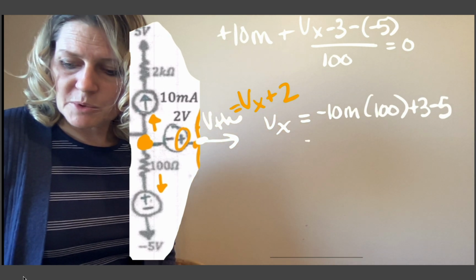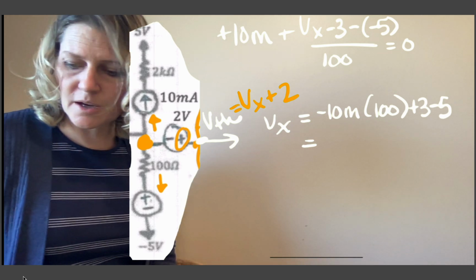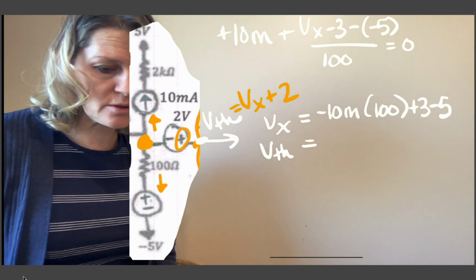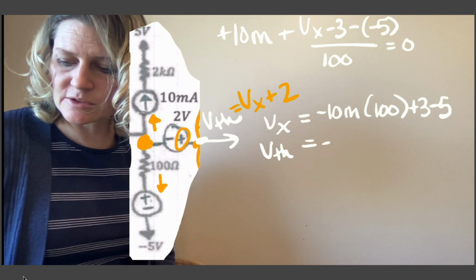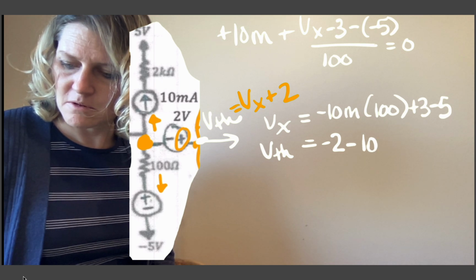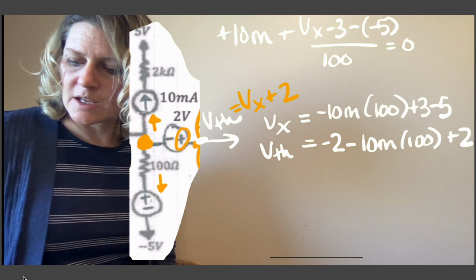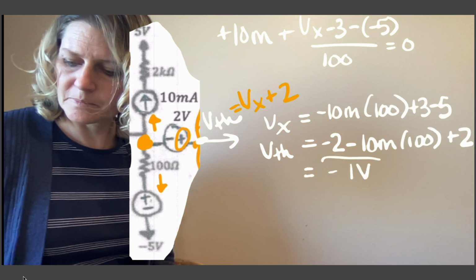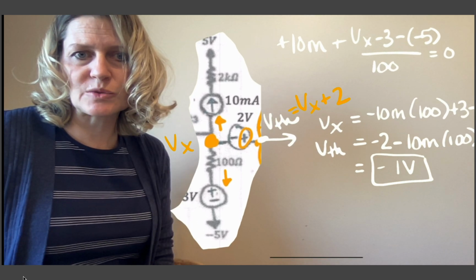Multiplying that out, VTH will be this Vx value plus 2. So I have minus 5 plus 3 is a minus 2, minus 10 milli times 100, plus 2. And then that leaves me with a minus 1 volt. So my VTH value is minus 1.